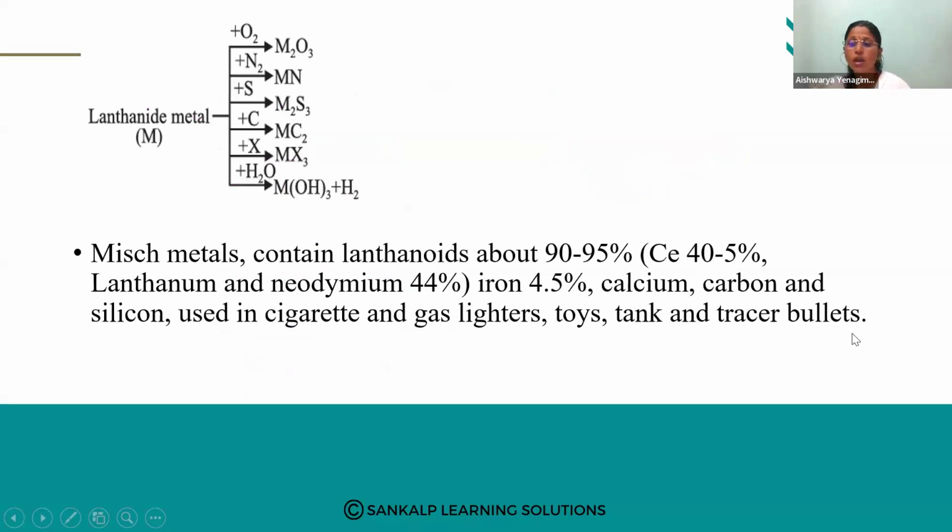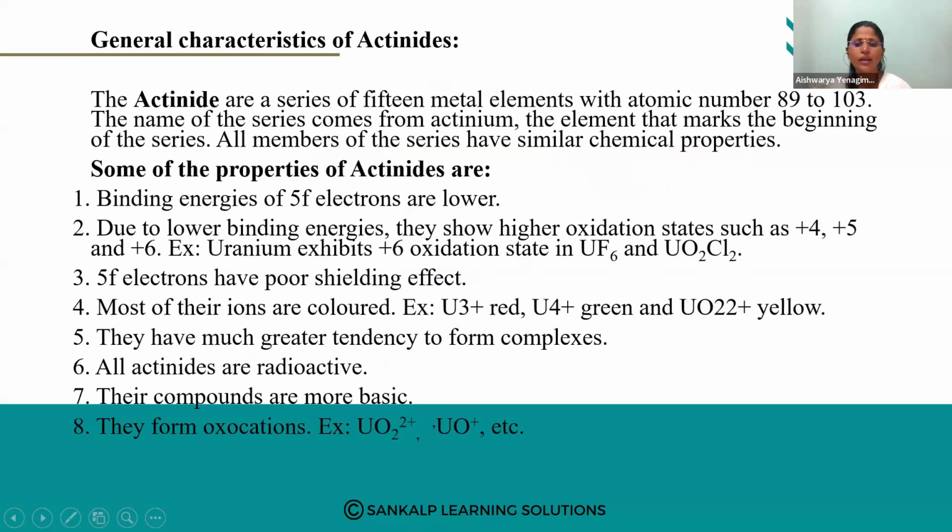Coming to the next one, that is actinides. The actinide series is the second series of F block elements, also called the 5f series of F block elements. Here you can see the actinides are a series of 14.